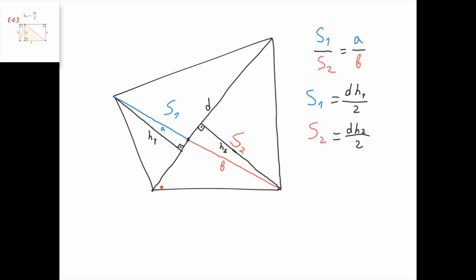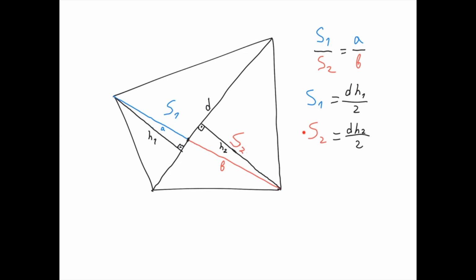Then S1, which is this area, equals the base d times the height h1 divided by 2. It's given here. And the area S2, which is this triangle, is given by d times h2 divided by 2. So it's here. And now we can divide these two equalities, and we get that S1 divided by S2 equals h1 divided by h2, because the d cancelled out and the 2's cancelled out.